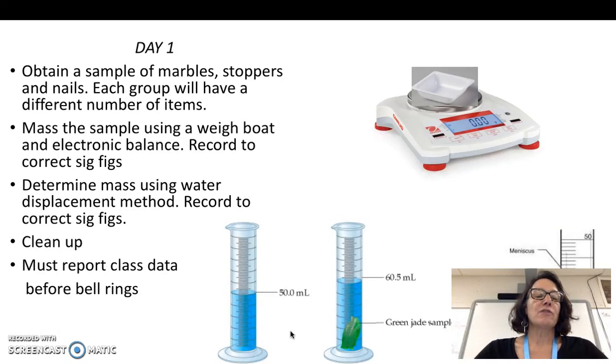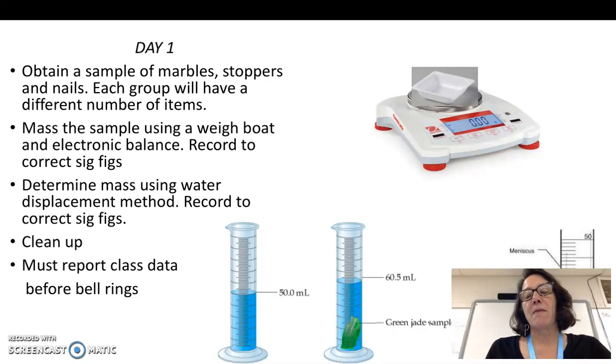So on the first day of the lab, each lab group will obtain a sample of marbles, some small rubber stoppers, and some nails. Each group may have a different number of items, so if you don't have the same number of marbles as the team next to you, that's okay. Ultimately, we're going to report out class data, so if there are 12 lab groups working in your lab, we should have 12 data points for each of those 3 samples on our graph.